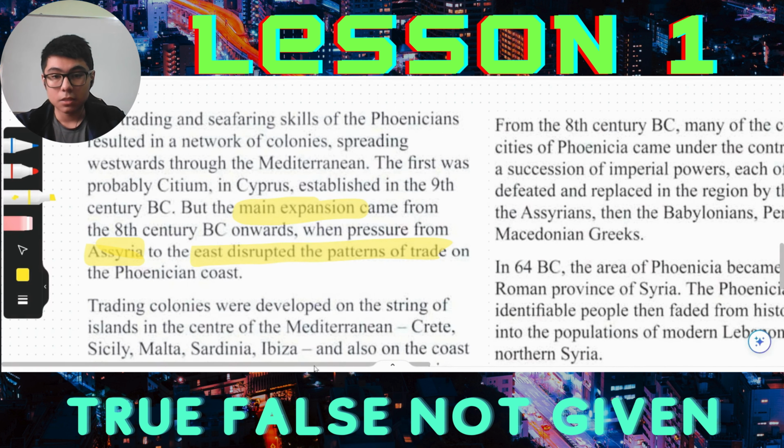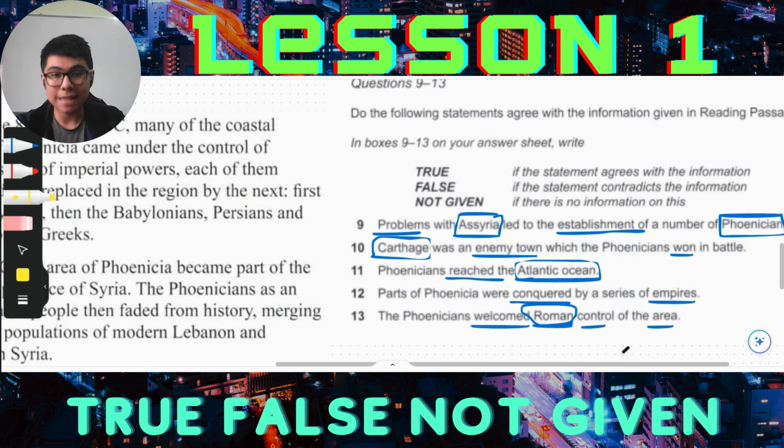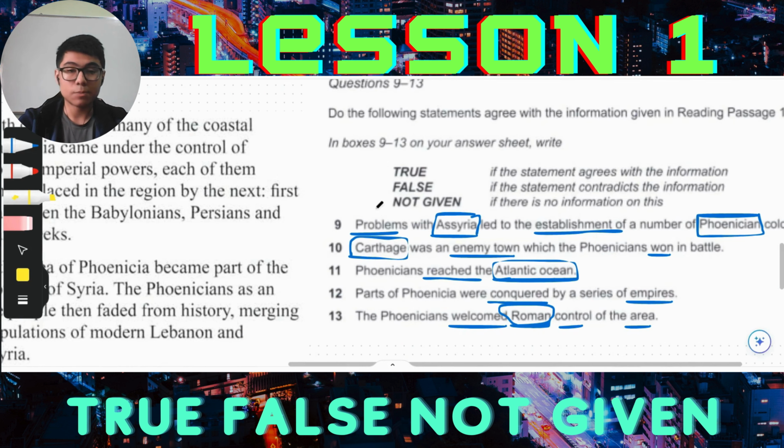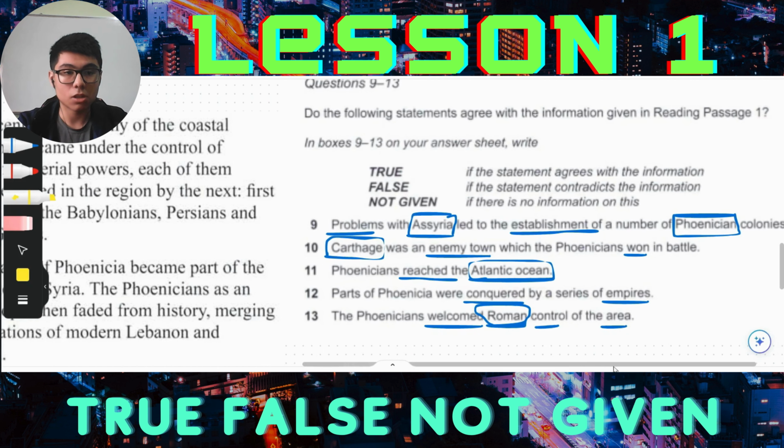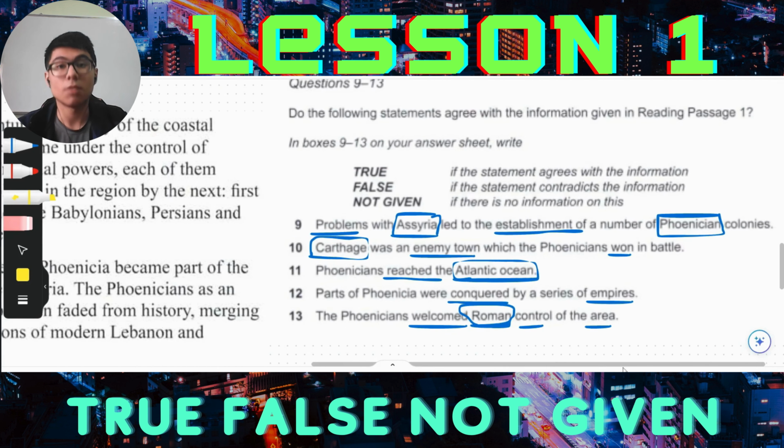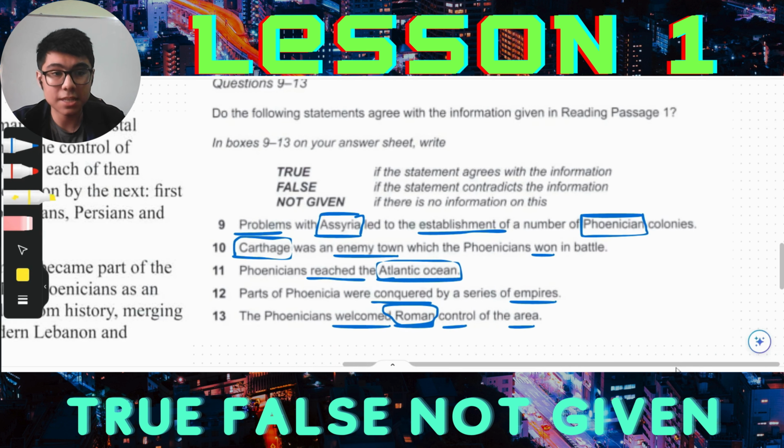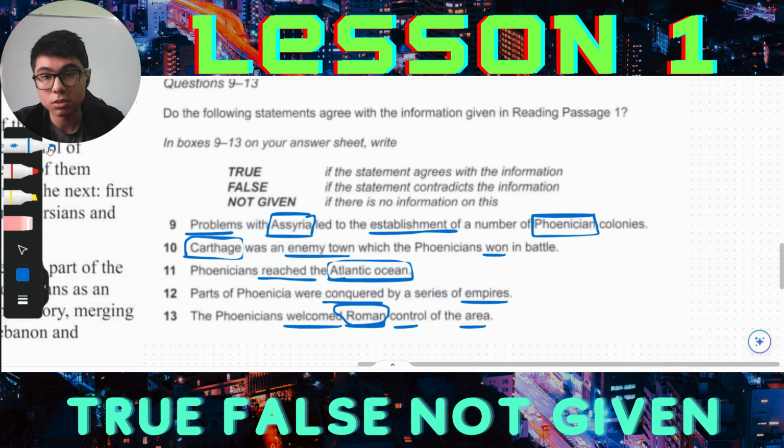Now let's go to the question and ask ourselves: did problems with Assyria lead to the establishment of a number of financial colonies? Yes. So the answer is going to be true here. True.